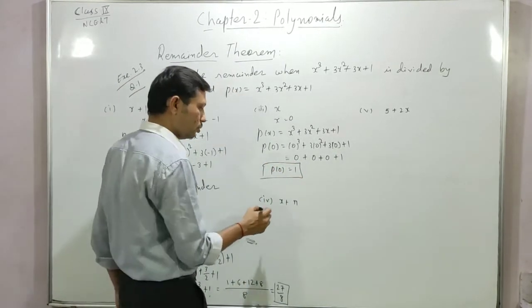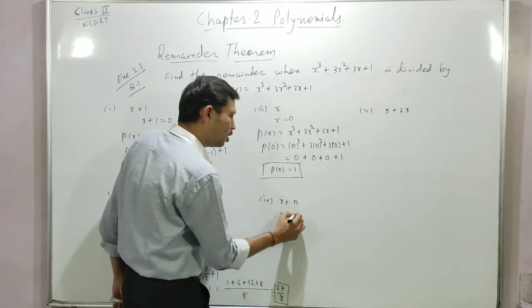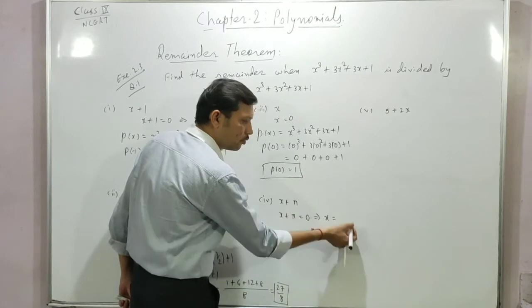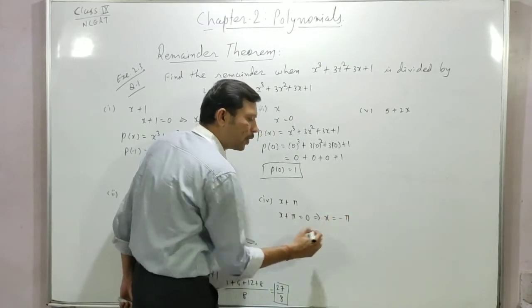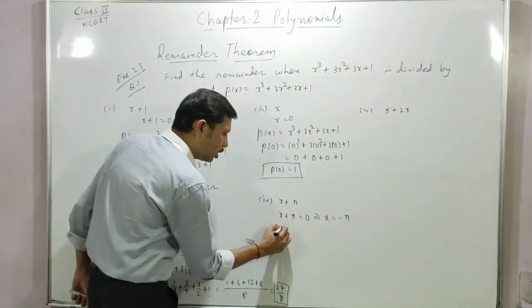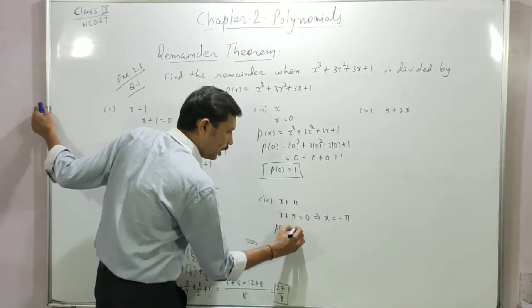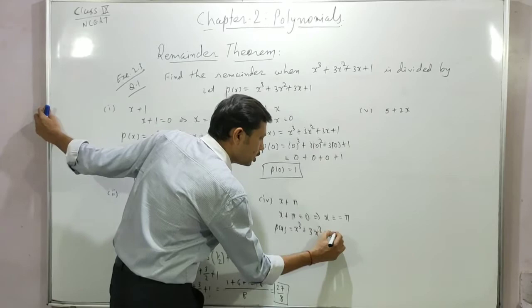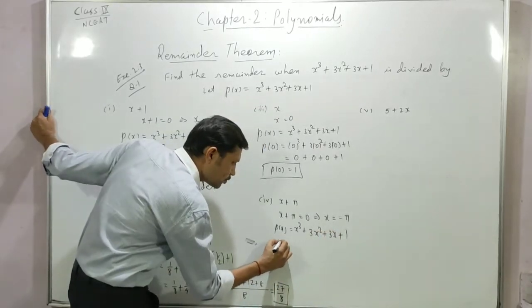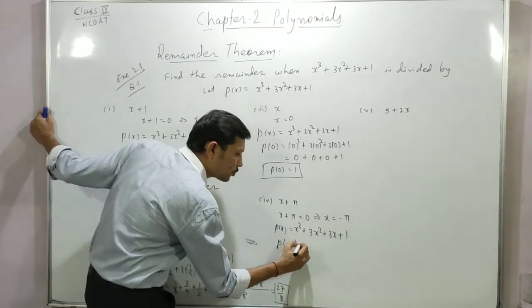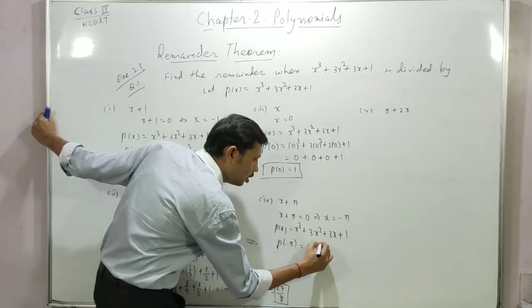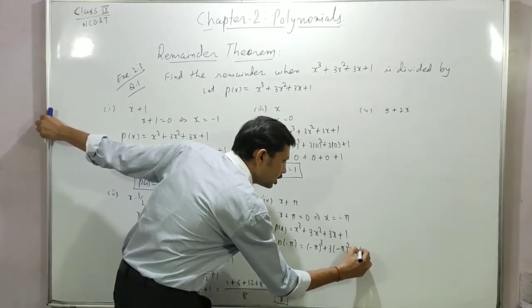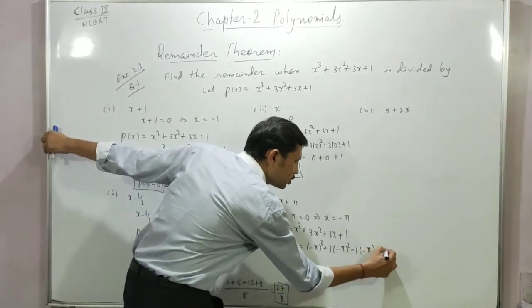Take the fourth question. We will compare this with the 0. So we can get the value of x. That is what? Pi. We will shift to the right side. It will be minus pi. Now in our polynomial, p of x is equal to x cube plus 3x square plus 3x plus 1. In this we will replace the value of x as minus pi. So minus pi the whole cube plus 3 minus pi the square plus 3 into minus pi plus 1.